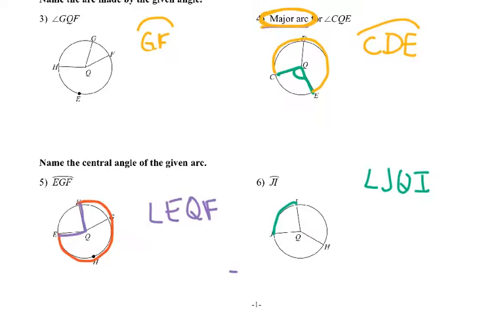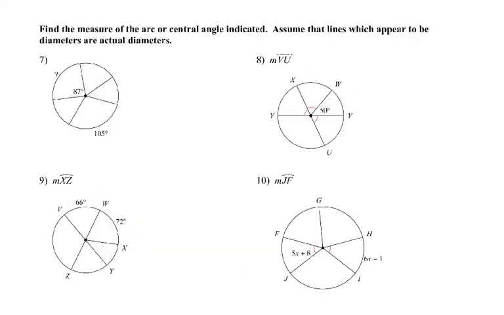All right, let's talk about the measures. Let's look at some examples where we need to find the measures of arcs and angles. Okay, so in number 7, it asks us to find the measure of the arc or angle indicated. And then it says, assume that lines that appear to be diameters are actual diameters. So the way you would know that is if it was like a straight line. So like this one is a straight line, this one is a straight line. So those are diameters, and that's going to be very helpful information.